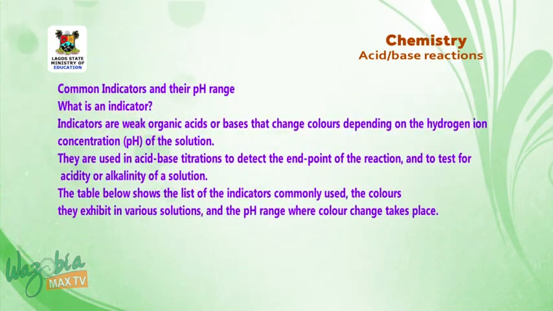Let us look at common indicators and their pH range. What is an indicator? Indicators are weak organic acids or bases that change colors depending on the hydrogen ion concentration of the solution. They are used in acid-base titration to detect the end point of the reaction and to test for acidity or alkalinity of a solution. The table below shows the list of the indicators commonly used, the colors they exhibit in various solutions, and the pH range where color change takes place.